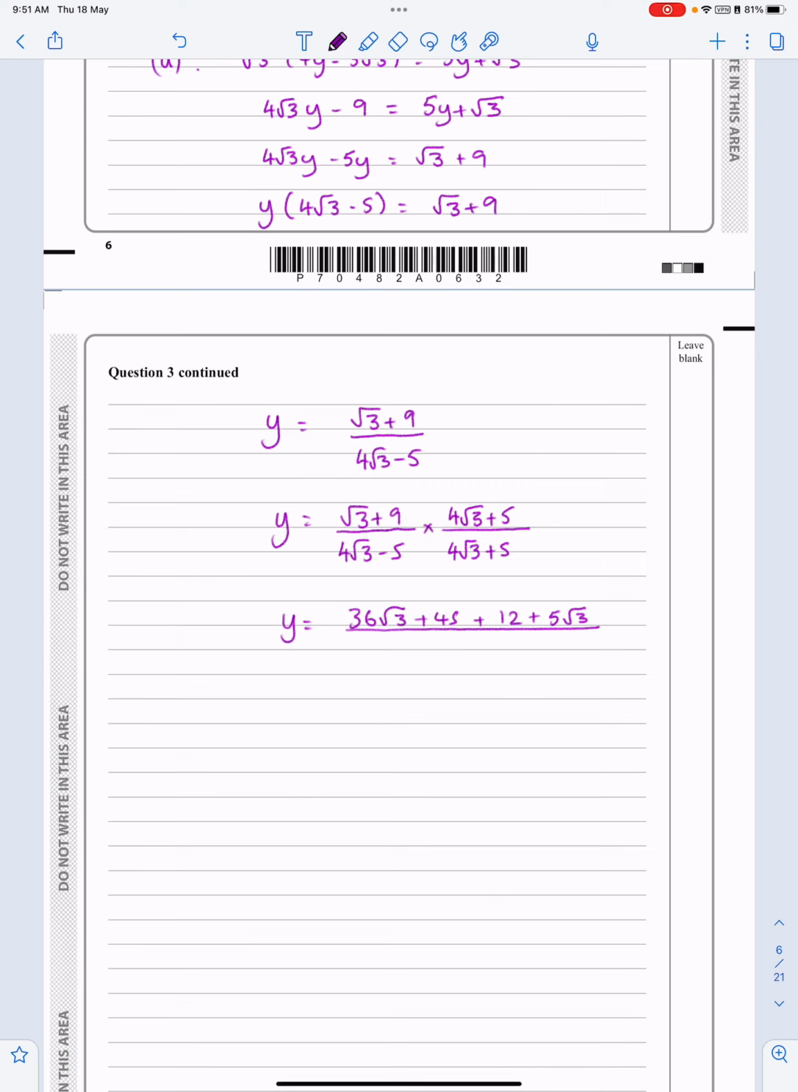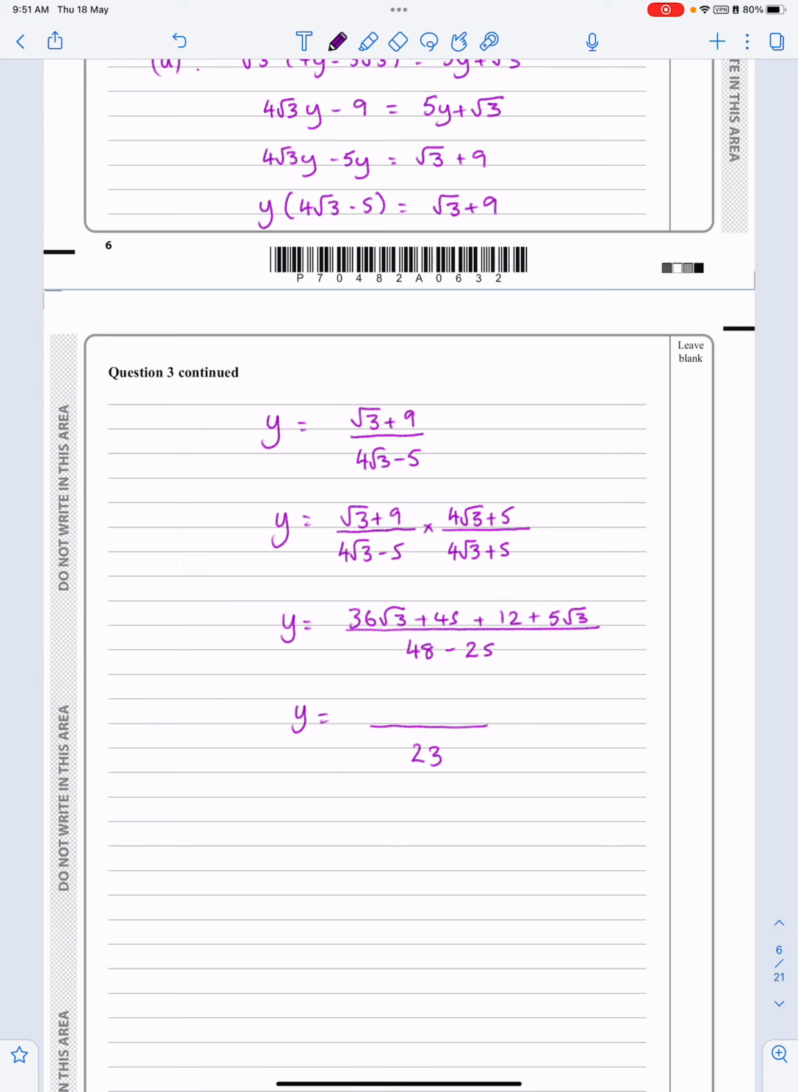But on the bottom here, this is what I was focusing on. This is going to be 4 root 3 times 4 root 3. Well, that's 48. The other one's going to be 5 times minus 5. That's minus 25. I don't bother about the middle two terms. They're always going to cancel. I want to save myself a bit of time. I want to be less likely to make mistakes when I'm actually going through and doing this. So now I can just say on the bottom, I've got 23.